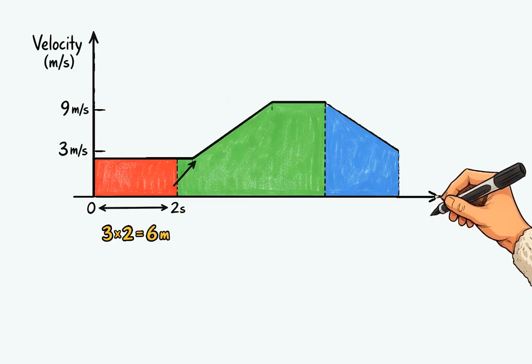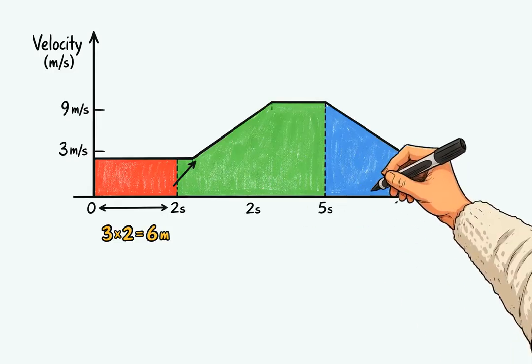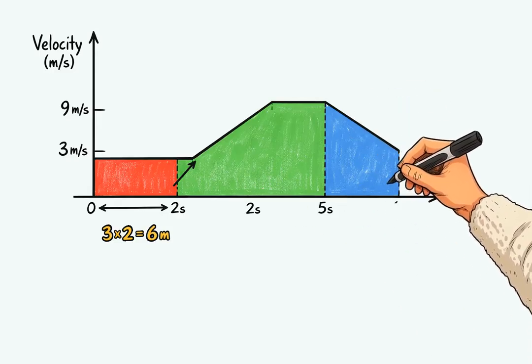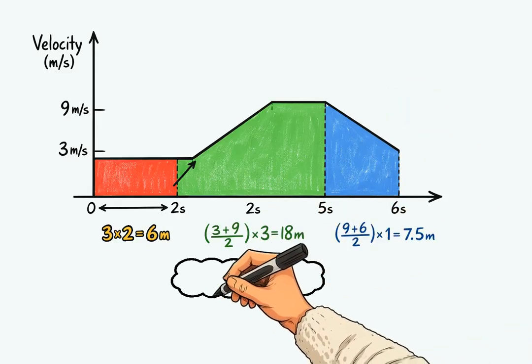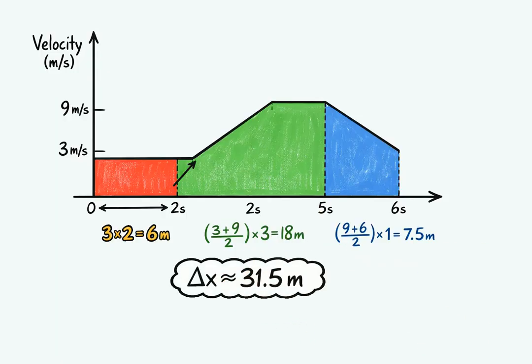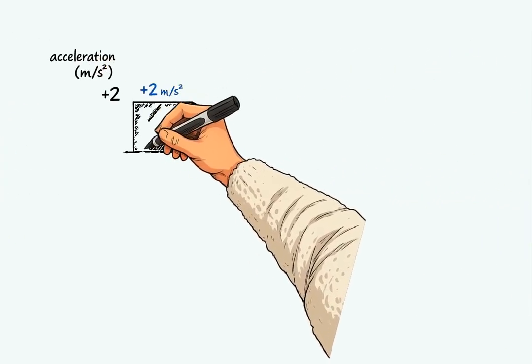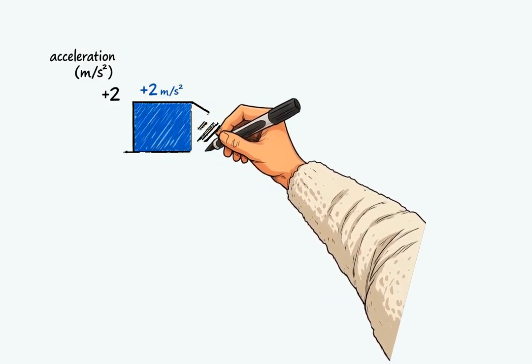3 times 2 equals 6 meters. The quantity (3 plus 9) over 2 times 3 equals 18 meters. The quantity (9 plus 6) over 2 times 1 equals 7.5 meters. So, delta x is approximately 31.5 meters. If a segment dipped below the time axis, its contribution would be subtracted because it represents motion in the negative direction. The same geometry applies to acceleration time graphs.